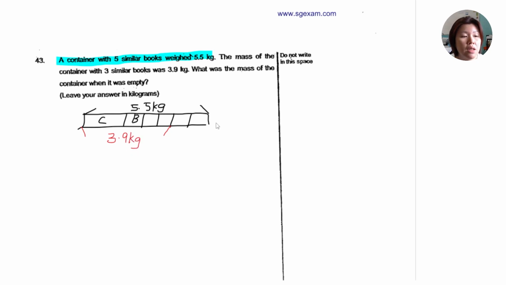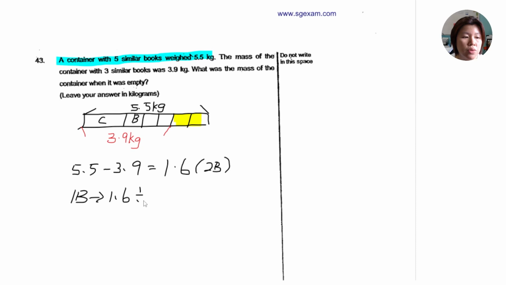As you can see, I have 2 books difference here. So actually I can take 5.5 minus 3.9, and this is actually for 2 books. Okay, so 6 here and it's 1 here. So 1.6 kg is for 2 books. So 1 book is actually 1.6 divided by 2, 0.8 kg.